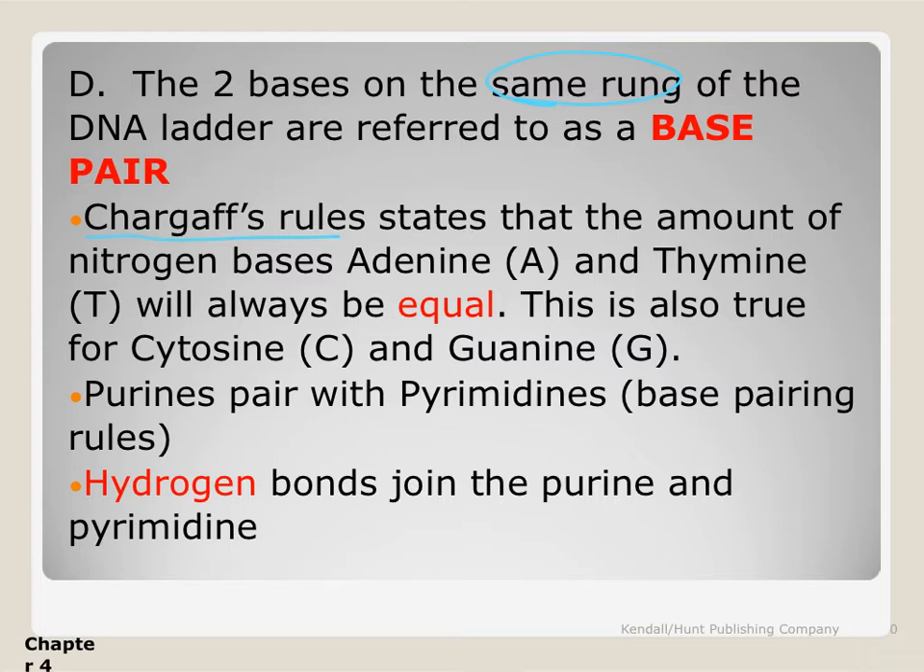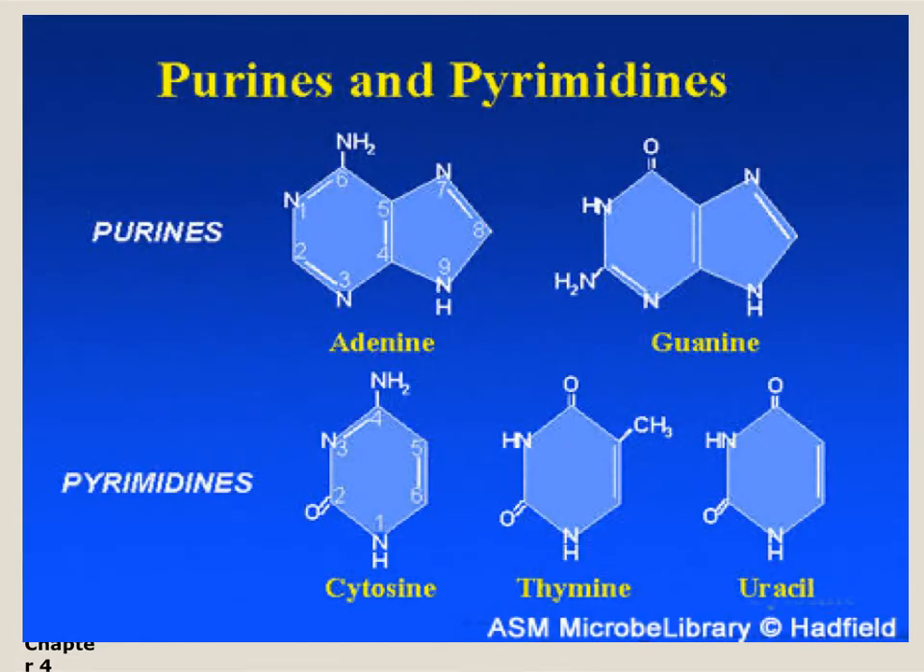Okay, so you might see a question asking you something along those lines. Like I said before, purines will always bond to or pair with a pyrimidine, and your hydrogen bonds join the purine and pyrimidine. Like I said earlier, you might notice the structure of the purine is a little bit larger than the structure of the pyrimidines. And you'll notice when we look at those pictures of the base pairs that you'll have one bonded to the other, okay?